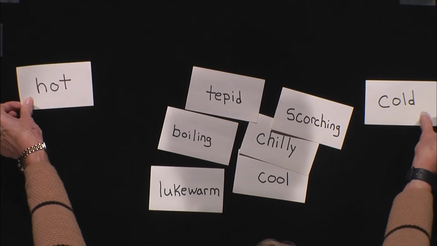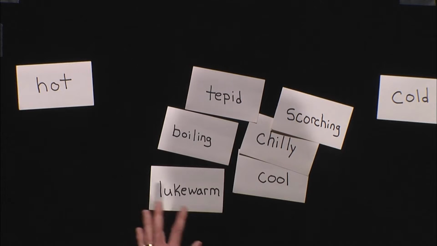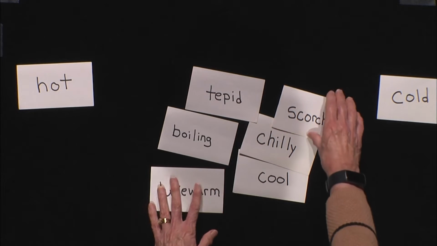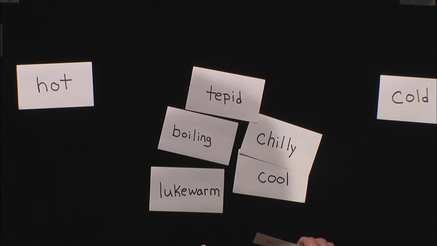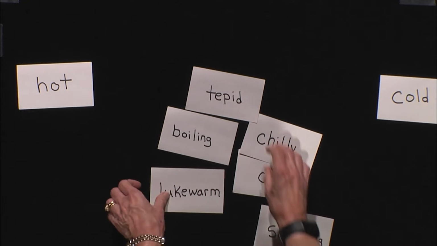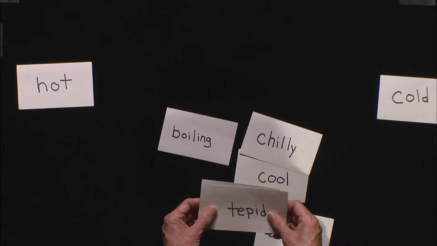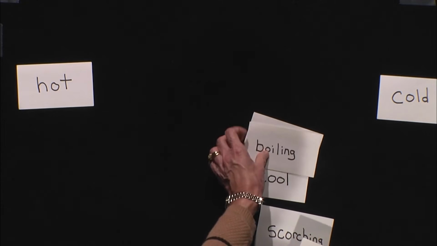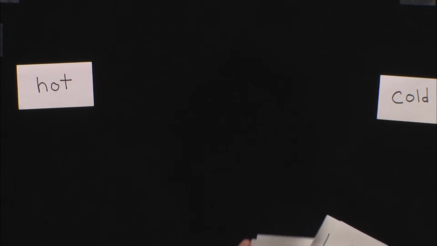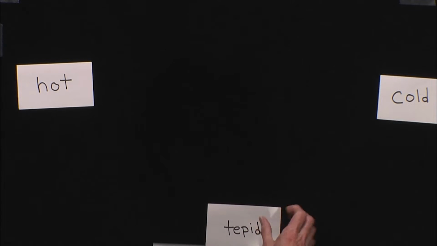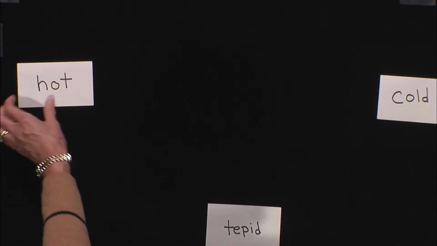So I'm going to think about these words and arrange them so they go from hot to cold. Now I'm going to start, I think, with the word in the middle. And I'm struggling between lukewarm and tepid. Neither one of these are really hot or cold. I think, though, that I'm going to put tepid in the middle. And I'll put it down here, and we'll kind of go in a V.